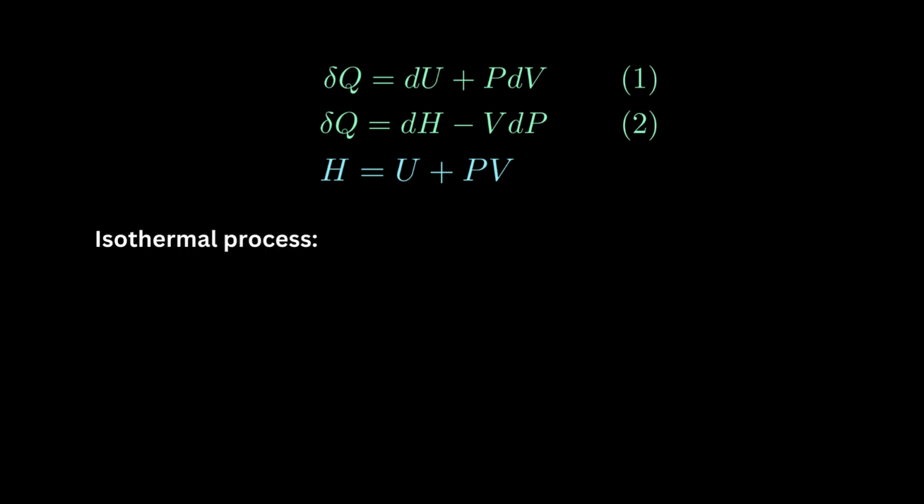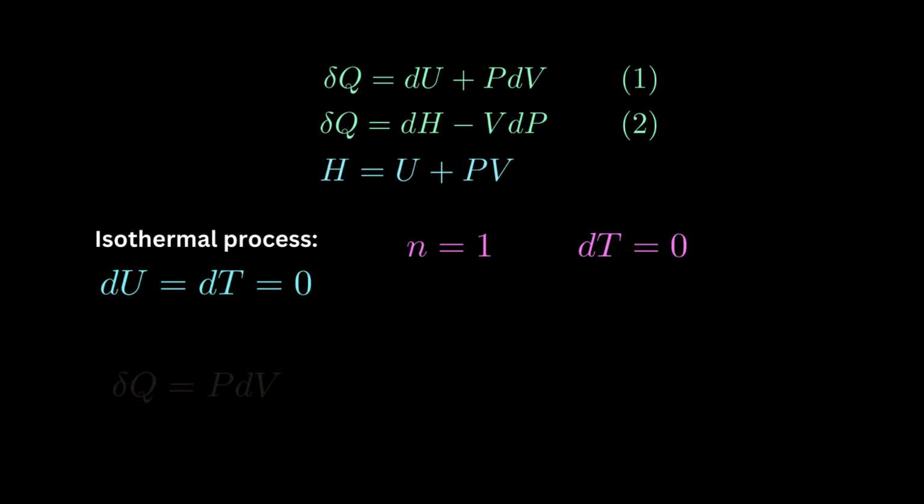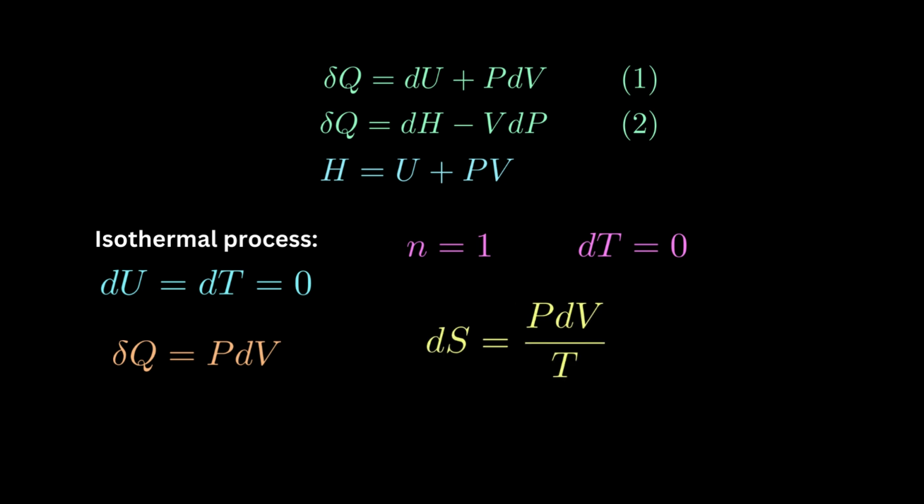Now we talk about processes of constant temperature or isothermal processes. N here is equal to 1. As soon as you know that the temperature is constant, you should immediately realize that the internal energy of the system, and even enthalpy, are both constant. Which implies we can use both equations 1 and 2. By using equation 1 we have. Let's substitute these into the definition of entropy.